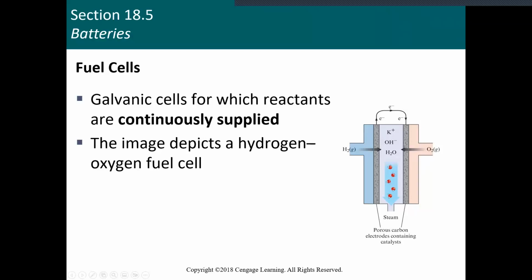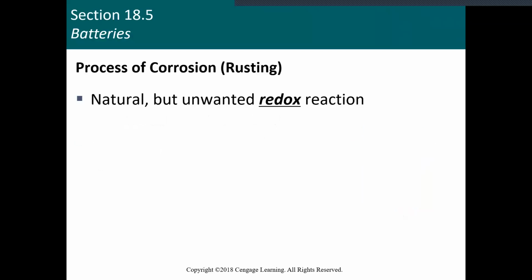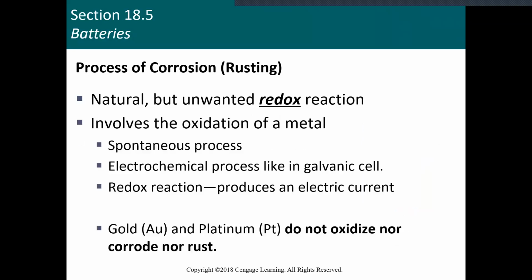But then we have an unwanted redox reaction, rusting or corrosion. It is spontaneous. It actually produces an electric current when rusting occurs. It's actually a redox reaction. So rusting and corrosion is unwanted, but it is a redox. It does involve oxidation and reduction.